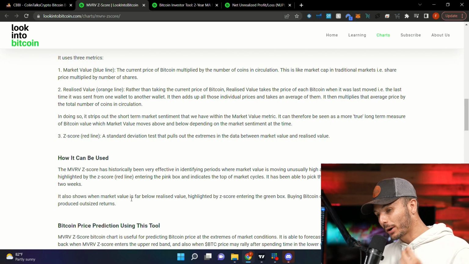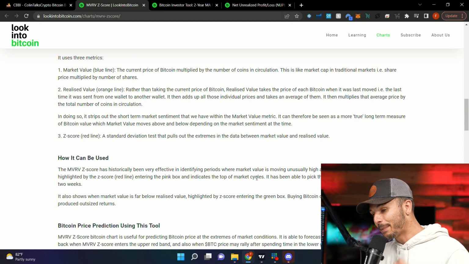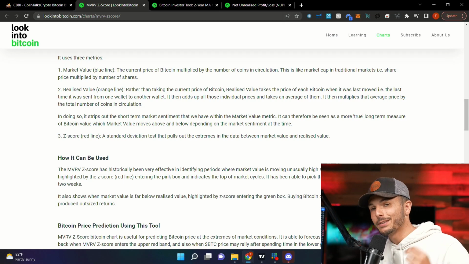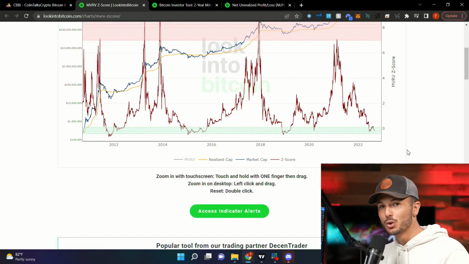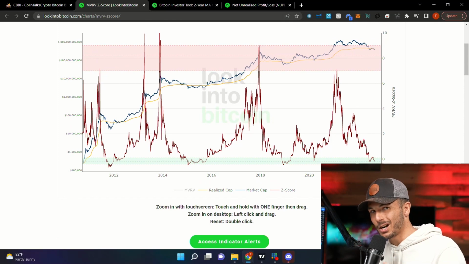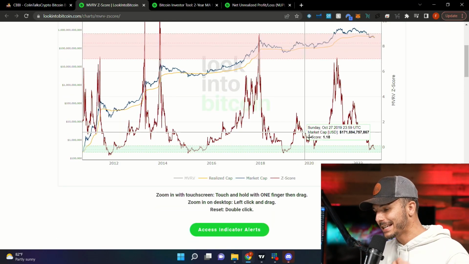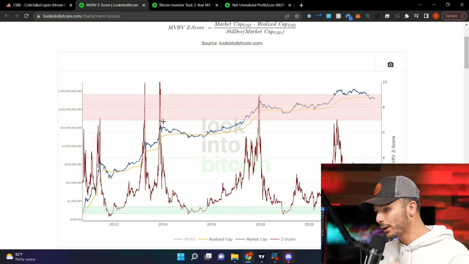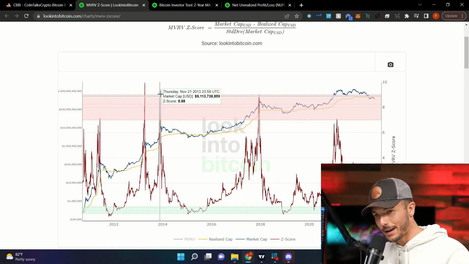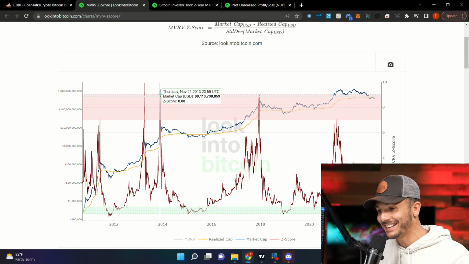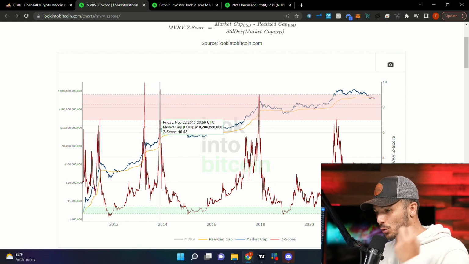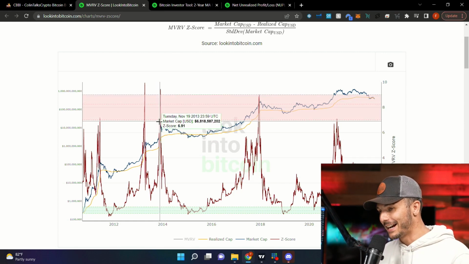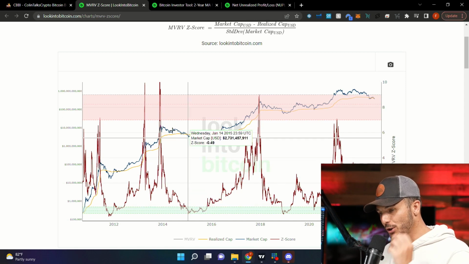It also shows when the market value is far below its realized value, which is what we're looking for, highlighted by the Z-score, again, that red line, entering the green box. Buying Bitcoin during these periods has historically produced outsized returns. Now, coming up to the chart, I'm going to try not to cover it with my head. You can see the Z-score line again here in red. Right here, you can see we absolutely shot into the red box, indicating that the market top was coming in, and we did top out in that 2013 cycle right at that time, and then came down into the bear market.